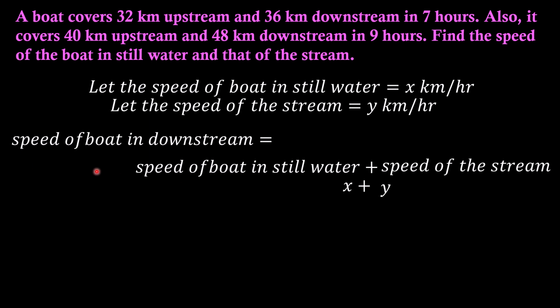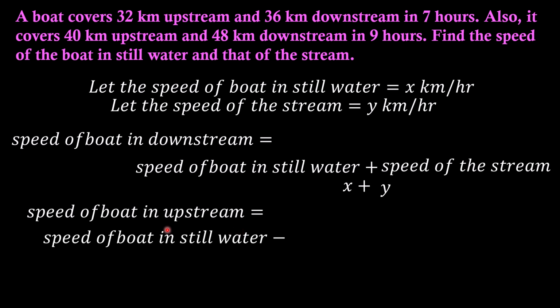Next we see what is upstream. Speed of boat in upstream means the boat has to go from the seashore to the sea. So the speed of boat in still water is greater than the speed of the stream, and we get speed of boat in still water minus speed of the stream. So the speed of boat in upstream is x minus y.